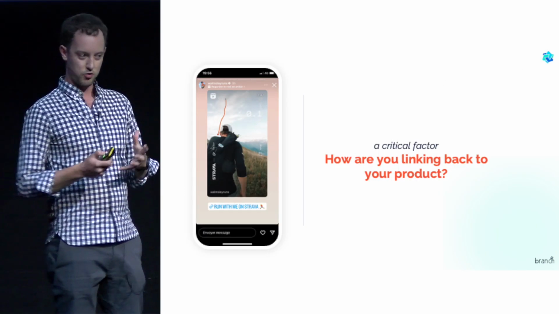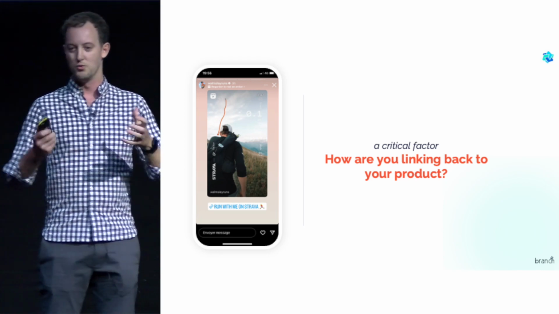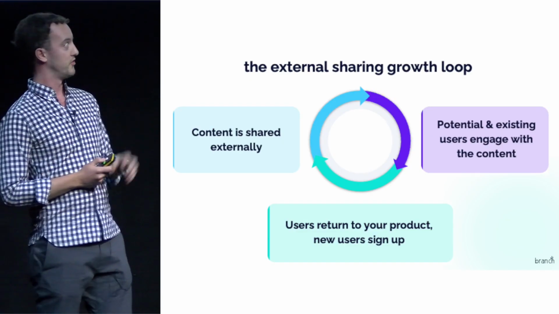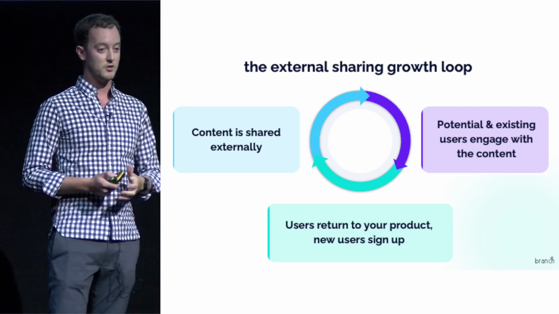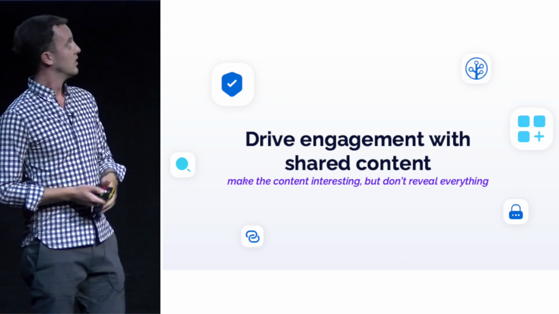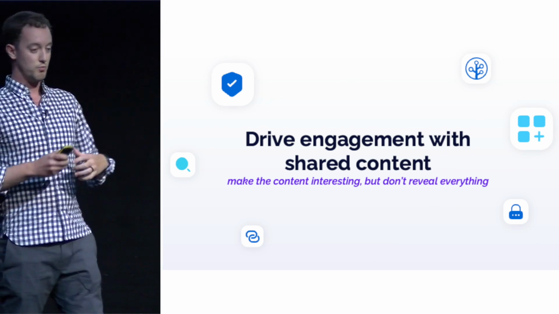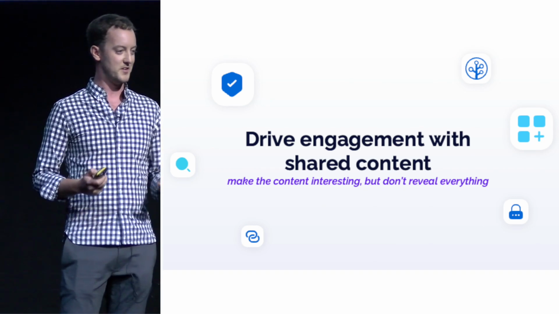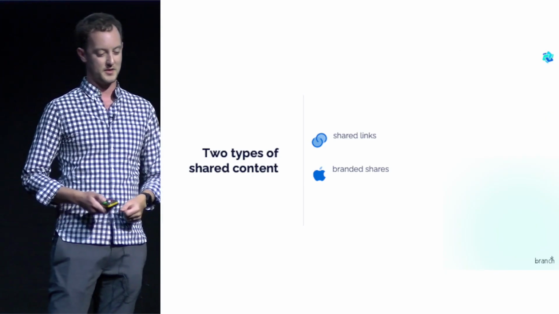And this really gets to the crux of sharing, and I think the most important piece, which is how are you linking back to your product? And so now we're on to the second part of the funnel of the growth loop, which is getting potential and existing users to engage with your content. So we want to drive engagement with these links, with these shares, by revealing some of the magic of your product, but not all of it. You want to leave enough behind the curtain so that people are incentivized to click.